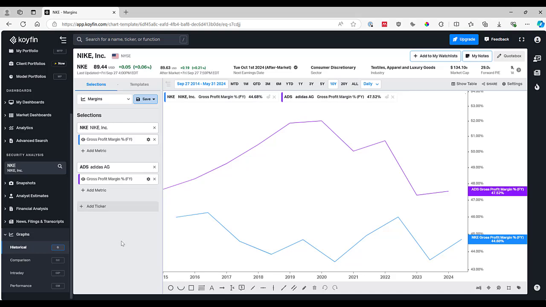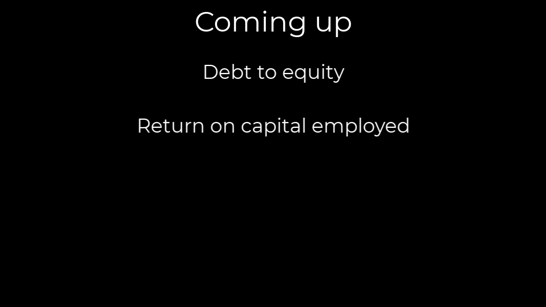Sites like Koifin are excellent for quickly viewing information on companies, but if you are first learning about financial statements, I think it's valuable to calculate these ratios yourself, as they will help you understand what goes into them and how they actually work. In the coming videos, I'll be discussing more financial ratios, such as the debt-to-equity ratio, return on capital employed, and more.